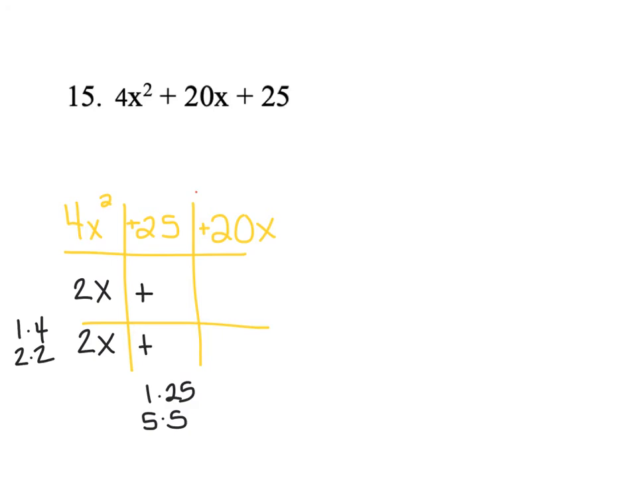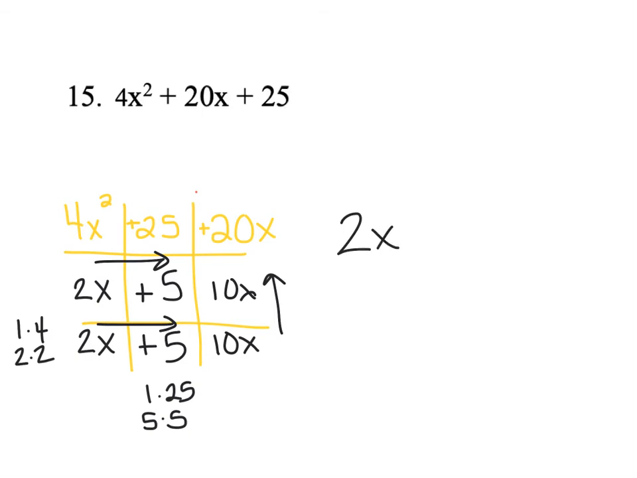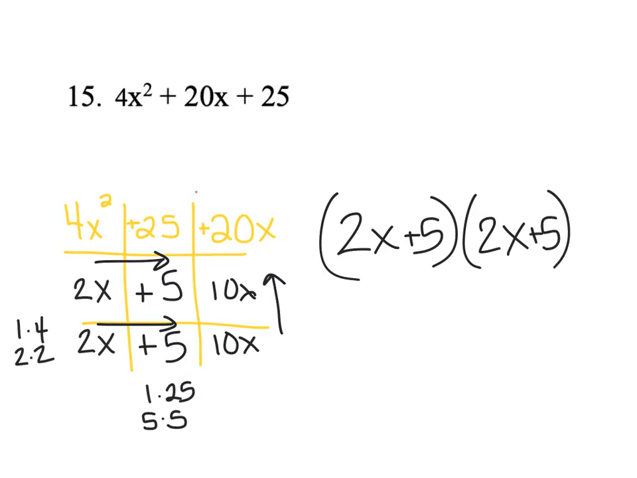So I like to start again with the two closest together, so I'm going with 5. Multiply across gives me 10x, across gives me 10x. Check it, does it add to 20x? It does. Okay, so I've got it. This would be 2x plus 5 on the diagonal times 2x plus 5. Occasionally, you'll see this written as 2x plus 5, all to the second power.